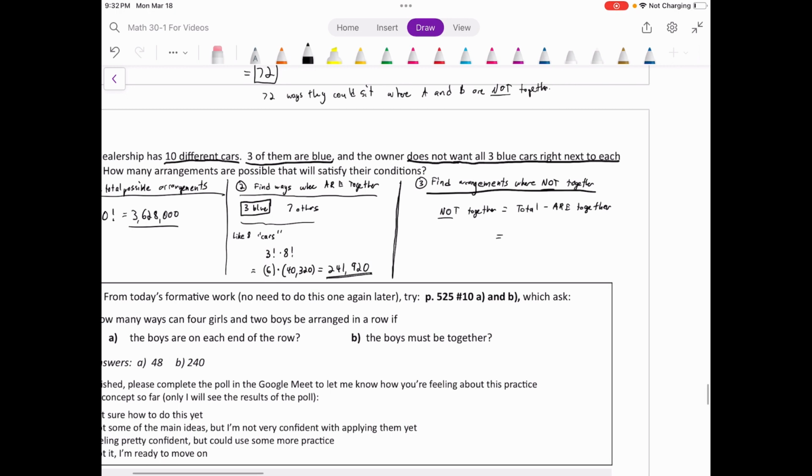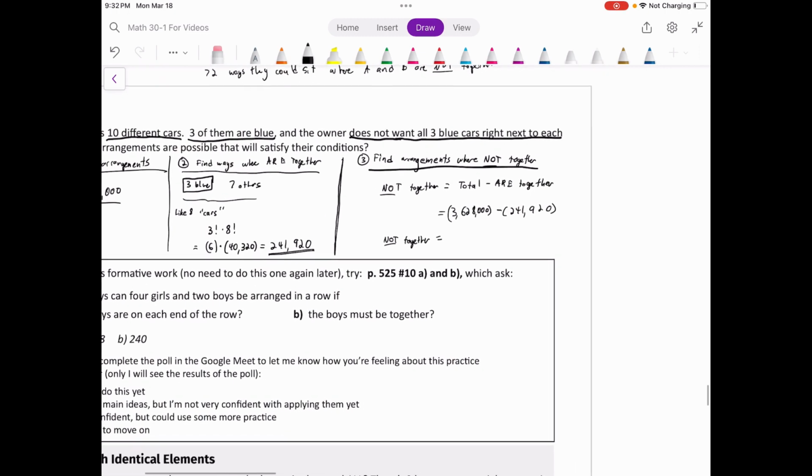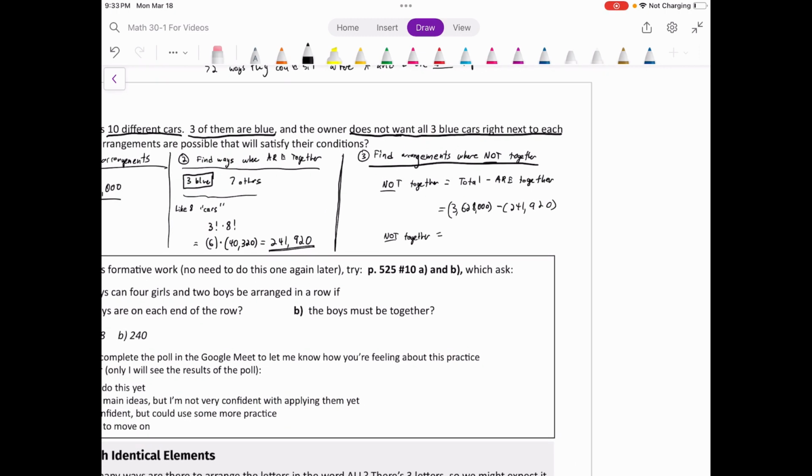So there were 3,628,000 total possible ways we could have arranged those 10 cars, right? And in 241,920 of them, they were together. So our not together arrangements is going to be whatever 3,628,000 minus 241,920 gives us, 3,588,480 possible ways to arrange them where they are not together. And there we go.